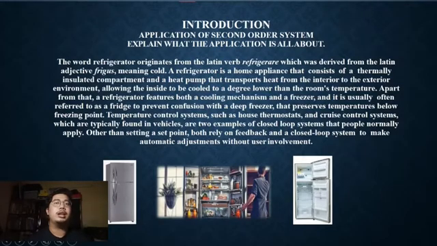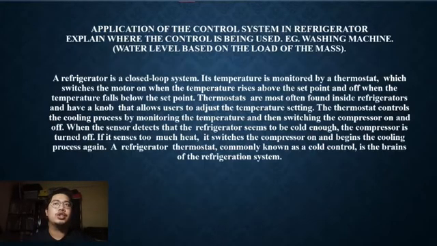Temperature control systems such as house thermostats and cruise control systems, which are typically found in vehicles, are two examples of closed-loop systems that people normally apply. Other than setting a set point, both rely on feedback and a closed-loop system to make automatic adjustments without user involvement. So, a refrigerator is a closed-loop system. Its temperature is monitored by a thermostat, which switches the motor on when the temperature rises above the set point, and the motor off when the temperature falls below the set point.